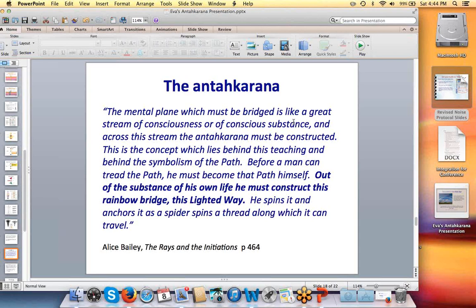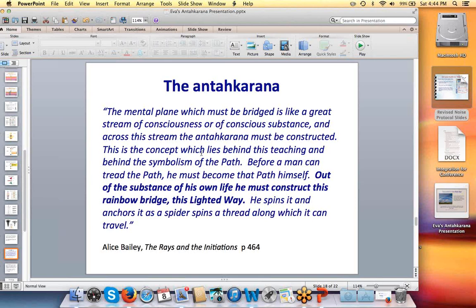Now, we realize we're talking here about the entire mental plane, not just the lower concrete mind. We're talking about all three parts of the mind. The lower concrete mind has to bridge from there to the soul, which is the son of mind, and from the son of mind eventually to the lowest point of the spiritual triad, which is manas. So that whole mental plane must be bridged. So it's like a great stream of consciousness or conscious substance, and across this stream, the Antahkarana must be constructed.